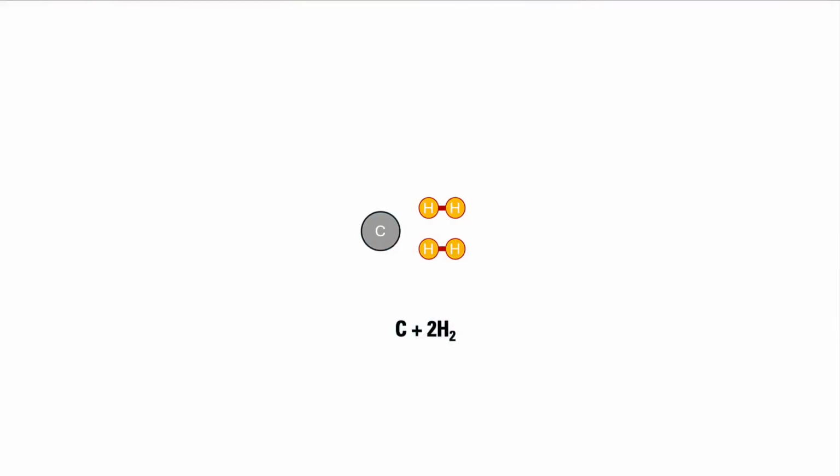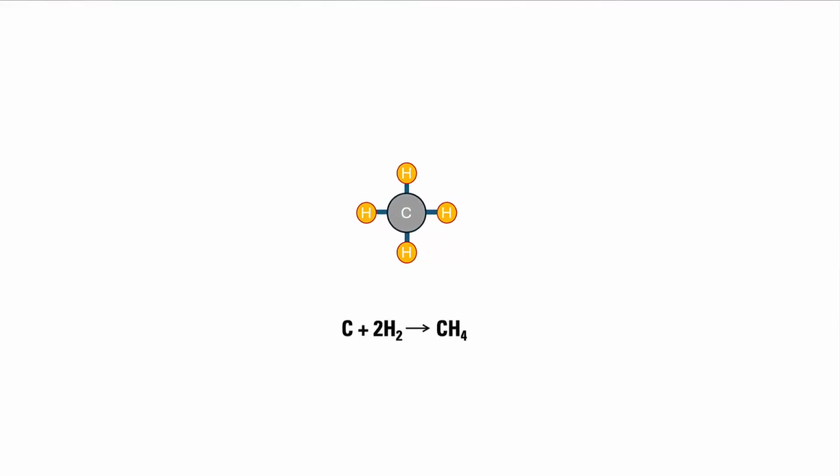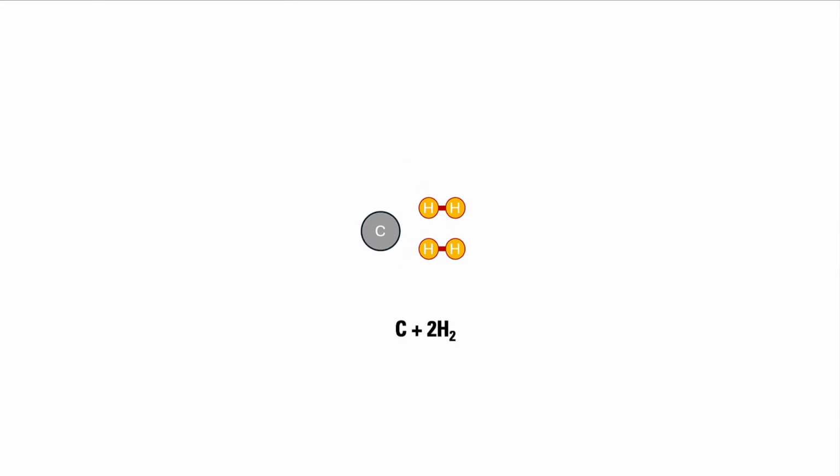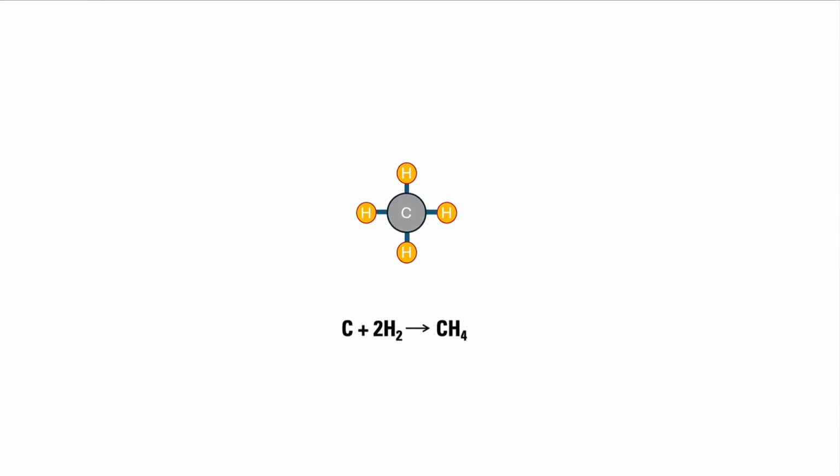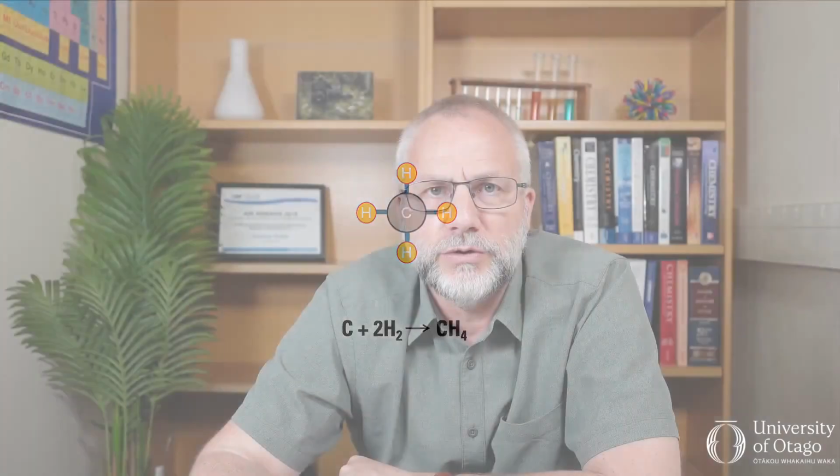Here's another example, now reacting carbon atoms with hydrogen gas. What we've drawn here is one carbon atom and two H2 molecules. When we do this reaction, we find that from one carbon and two H2 molecules we can make one CH4 molecule. Again, the two H2 molecules are coming apart, those covalent bonds between the hydrogens are breaking, and then we're forming new bonds for each of those hydrogens to the carbon.